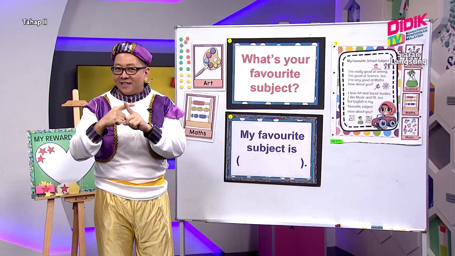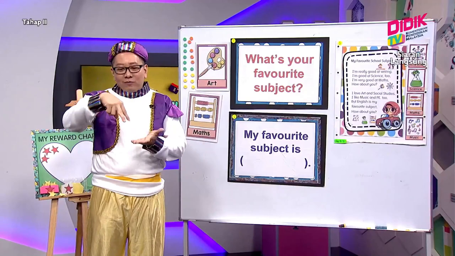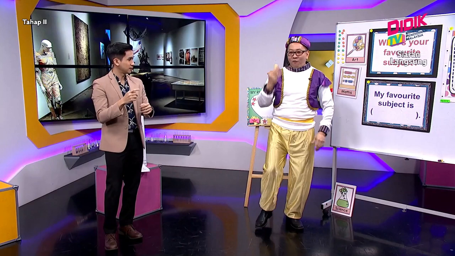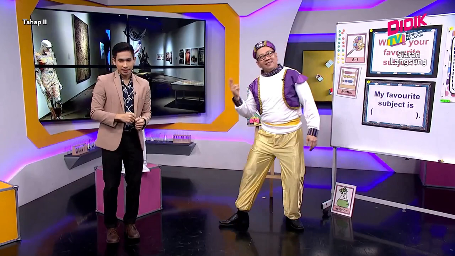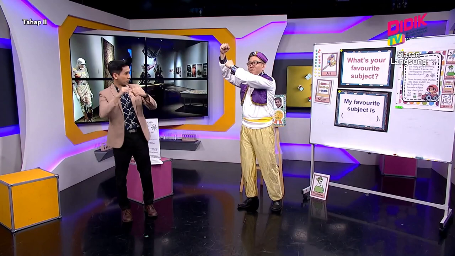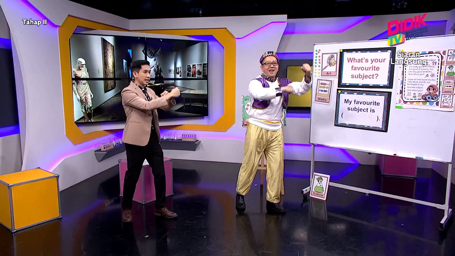Now we will learn how to dance correctly. First, front. Right. Left. And then back to your position. And then up. Down. Up. Down. Are you ready? Teacher, are you ready? Sure.